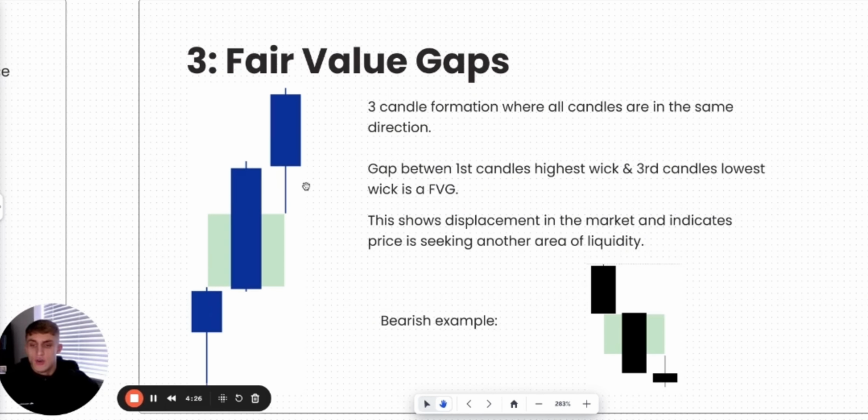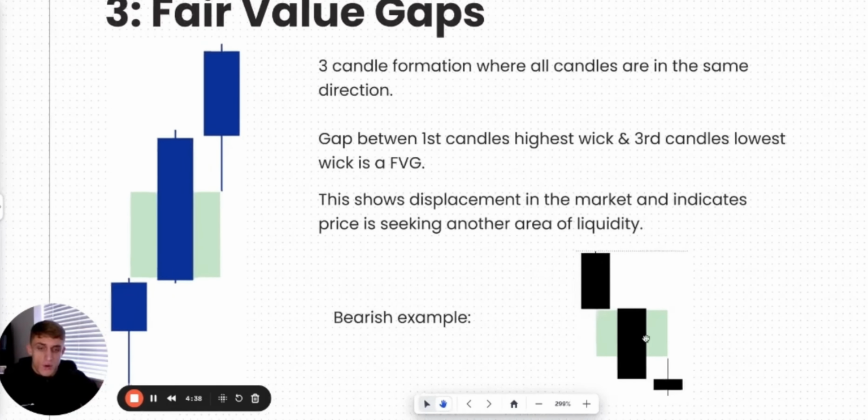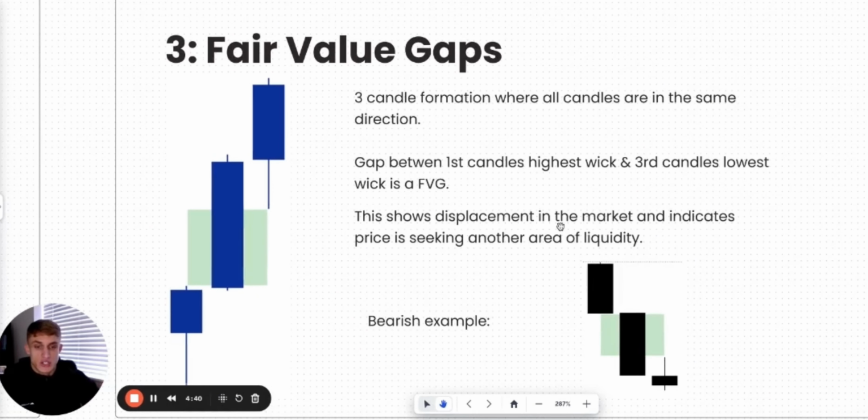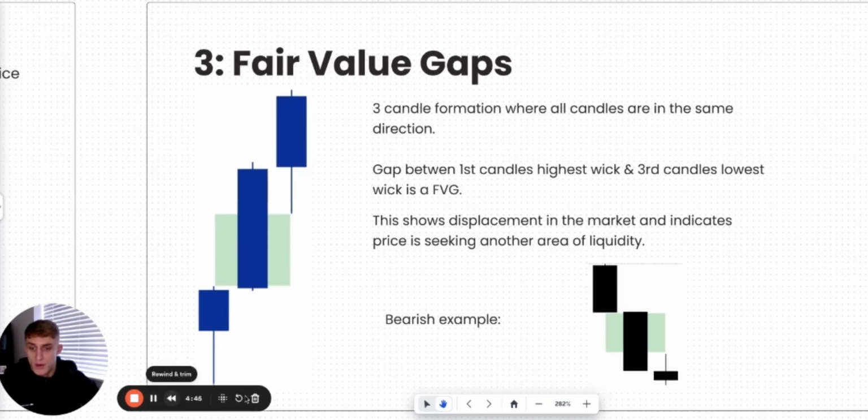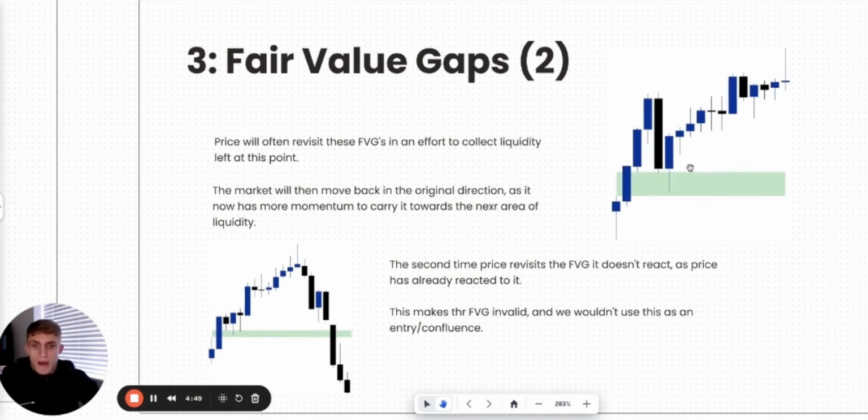So all that this is showing is that there's displacement in the market, and there's, in this case, a very big bullish push, and that the bullish price is going towards another area of liquidity. And it's exactly the same for the bearish example here. Price is surging down and searching for an area of liquidity that's potentially lower down on the market. So a little bit more about fair value gaps and what do they actually mean and what do they do. So what will happen is, in this example, we've got a big bearish push that's created 2 fair value gaps.